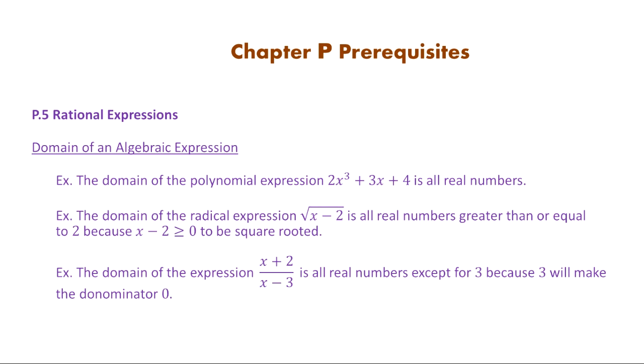So this time, what we need to look at is the denominator, because we cannot divide by 0. As long as x is not equal to 3, then we can always do the division and get a final number. So it makes sense when x is not equal to 3. And obviously, if you plug in 3, the denominator is 0. So 3 will not be in the domain for x. So the domain of the expression x plus 2 over x minus 3 is all real numbers except 3.